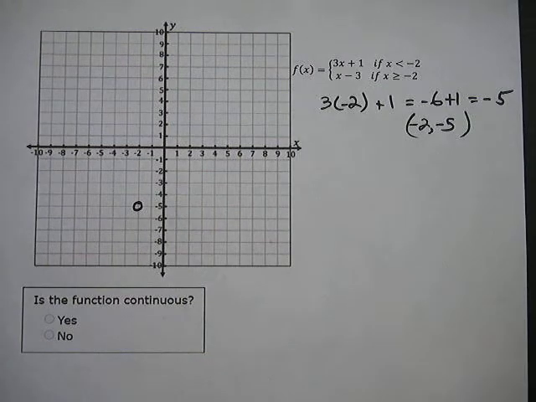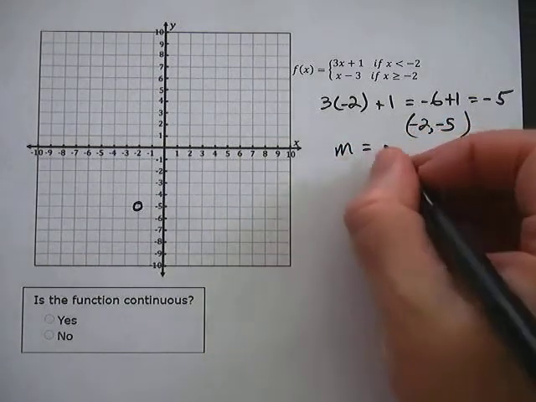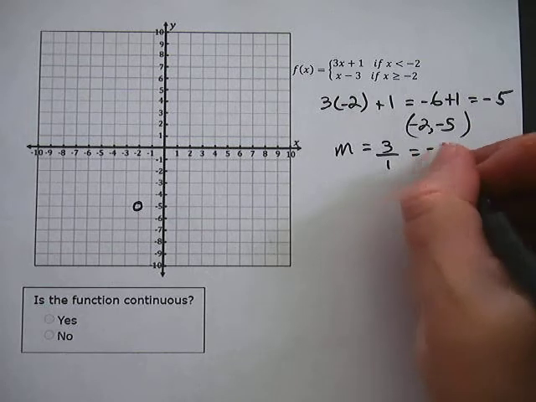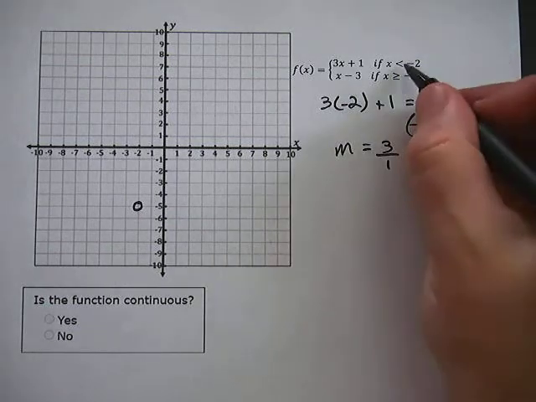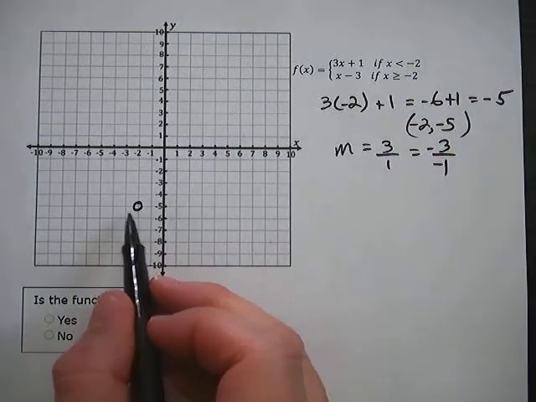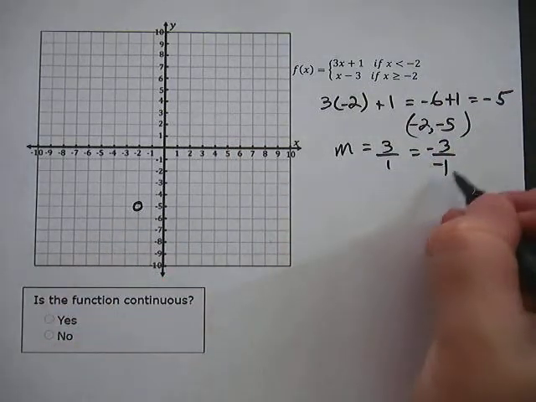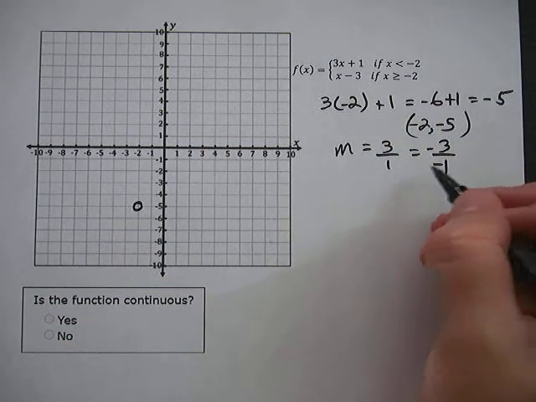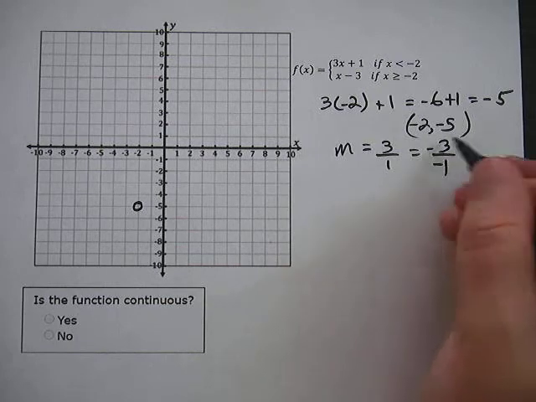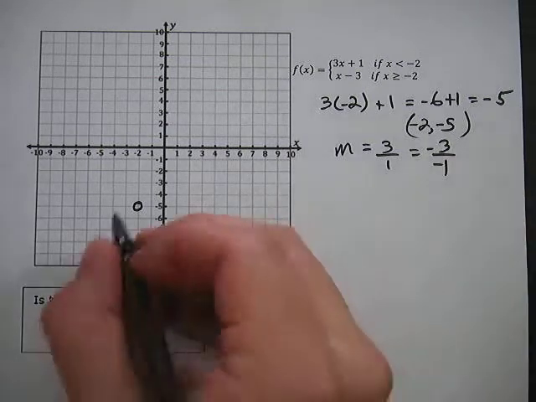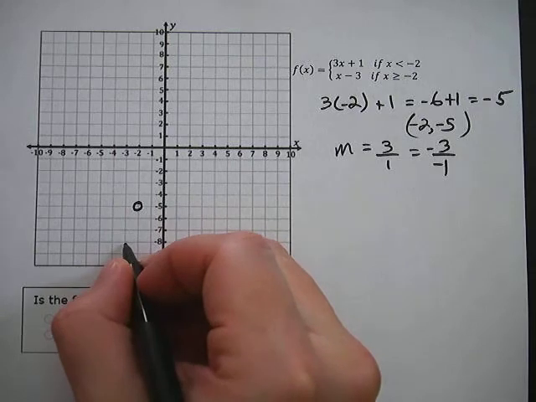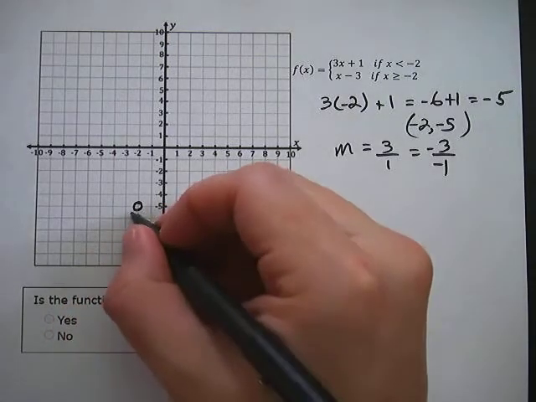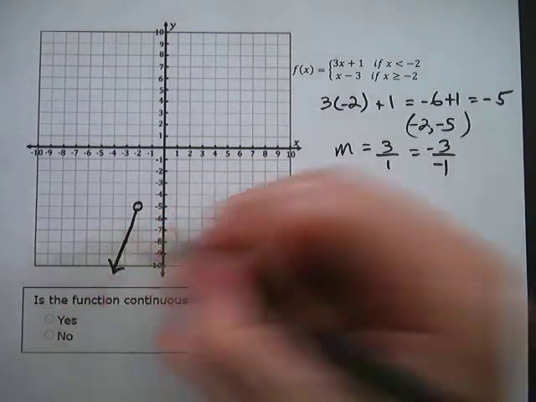Okay, and now I use my slope. Slope is the number in front of x, which is 3 over 1, or negative 3 over negative 1. It says less than negative 2. Less than means left. So I need the one that goes left. That's this slope, right? The bottom number is right or left, and since it's negative, it's left. So I'll use negative 3 over negative 1. So 1, 2, 3, negative 1, and that's all I have room for. So there's that portion of the graph.